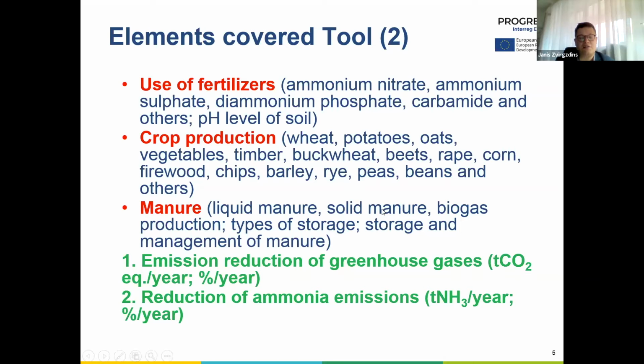And at the end of this calculation, so the step 9, this tool shows the summary and gives out the 2 main parameters, so the 2 main results. And the first one is the emission reduction of greenhouse gases, which is converted into tons of carbon dioxide equivalent per year. So this is the absolute measure, and also the relative measure, so the relative reduction in percentage per year. And the second result is the reduction of ammonia emissions, also absolute and relative measures.